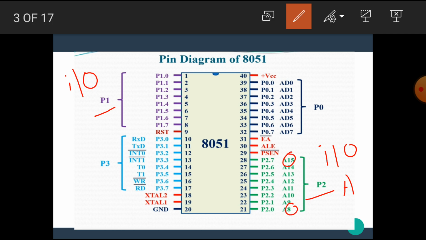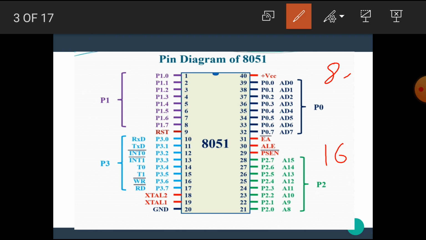We already learned that the 8051 microcontroller has 8-bit data and 16-bit address. This 8-bit data is provided by only port P0, but this 16-bit address is provided by both port P0 and port P2. The lower address byte is provided by port P0 and the higher address byte is provided by port P2. The last port is port P3.